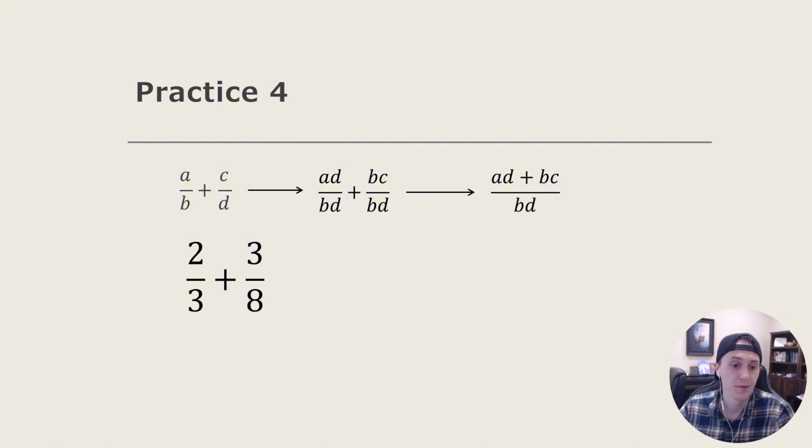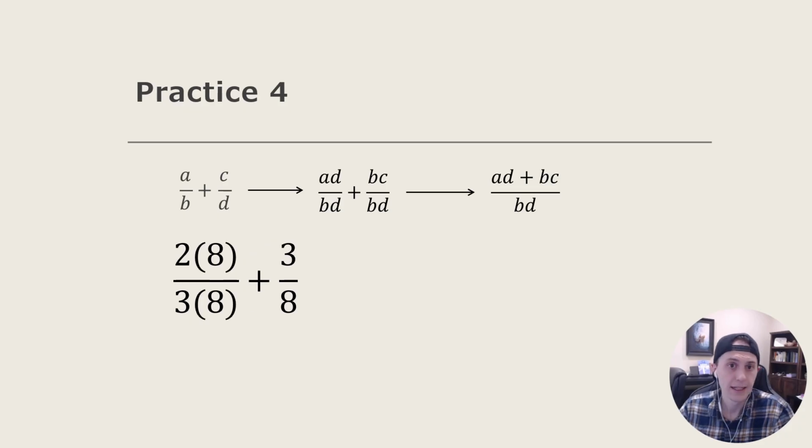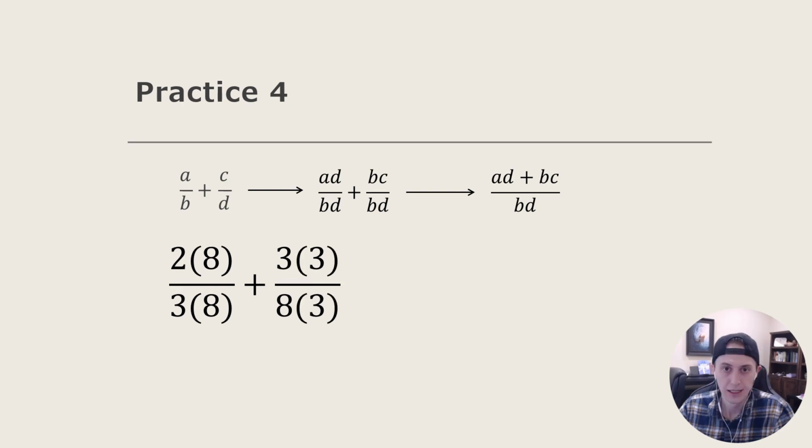So let's first multiply the 2/3 by 8 over 8, and multiply the second number, 3/8, by 3 over 3. And now we can solve this without a calculator, because that's going to waste your time. Now we're simplifying these numbers down to 2 times 8, which is 16, 3 times 8, which is 24, 3 times 3, which is 9, and 8 times 3, which is 24 again. So now all of a sudden our denominators are both 24, so we can work with that.